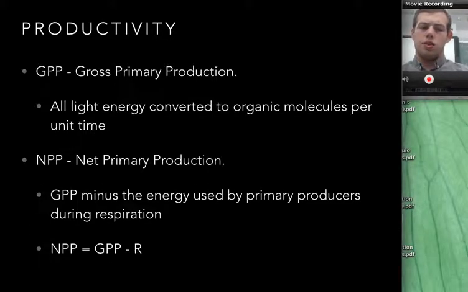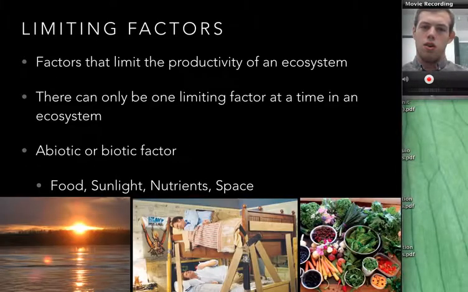Now, as we're talking about productivity, we're going to start talking about energy and how we produce this energy. How is it made? How do these producers make all this energy? And when we talk about that, we have to talk about how it's limited. So what we're going to be looking at are things called limiting factors. A limiting factor, as the name implies, is a factor that limits the productivity of an ecosystem. These factors can be abiotic or biotic, things like food, sunlight, nutrients, space. And they determine how much productivity your ecosystem is going to have.